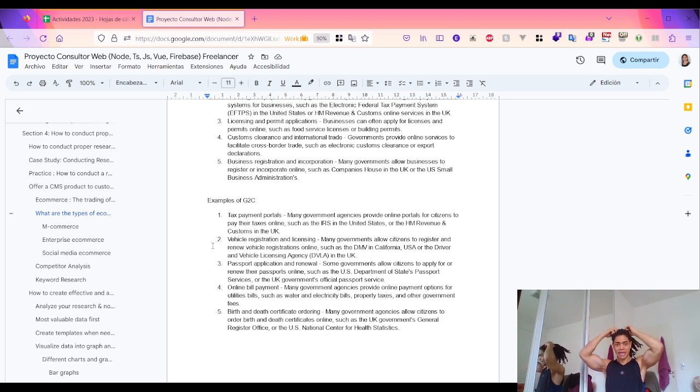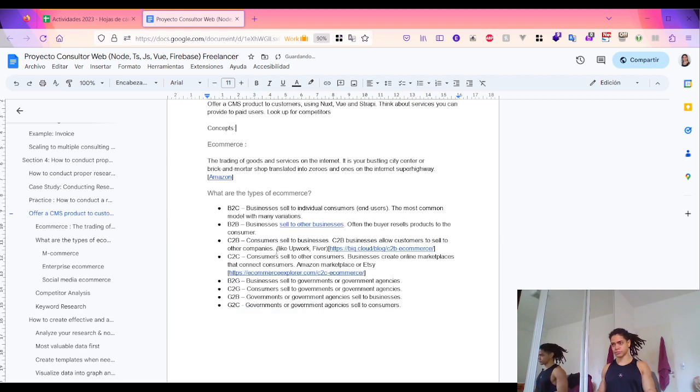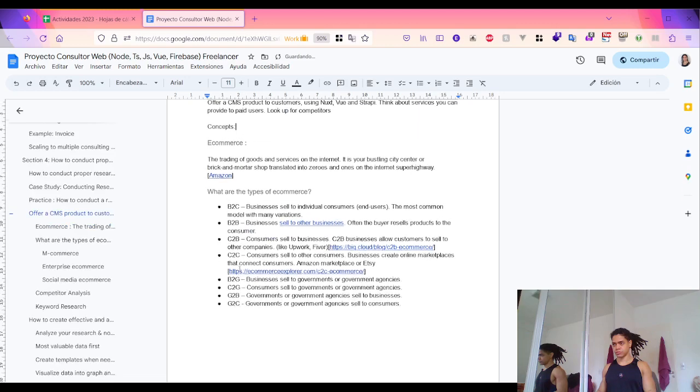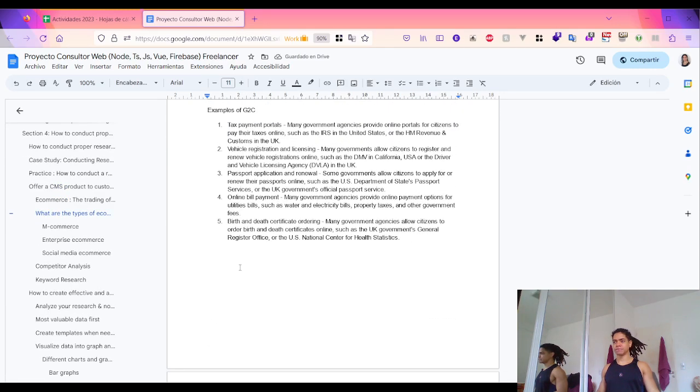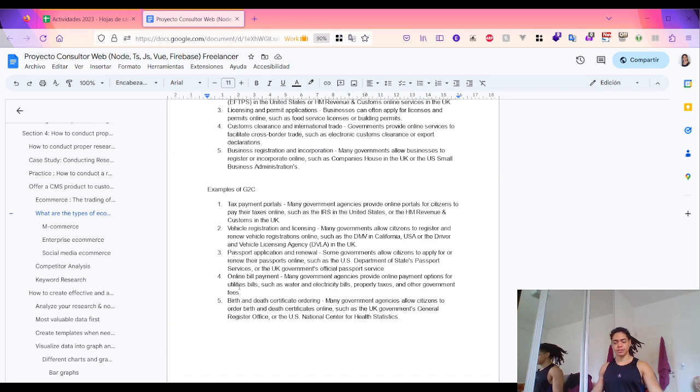as well as ordering birth and death certificates, such as the UK General Register Office, or the US National Center for Health Statistics, which is a very interesting website.